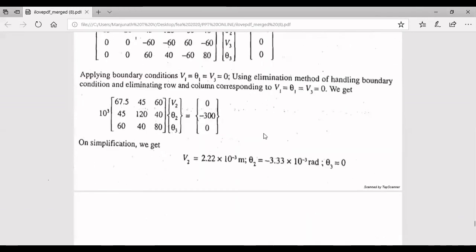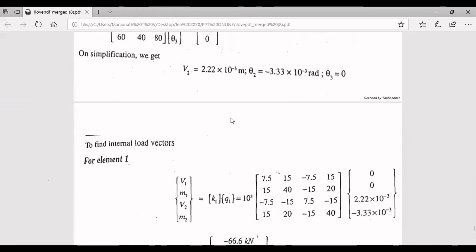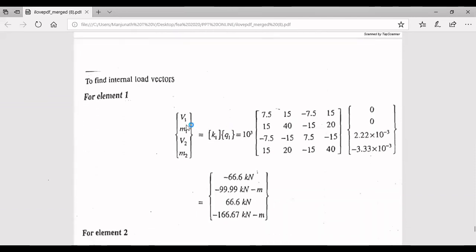So what are internal loads here? The internal loads are nothing but the resisting loads. At node number 1, the internal loads are V1, M1, and at node number 2, V2, M2. So the internal loads are nothing but the resisting forces. The direct formula is force equals stiffness into displacement.